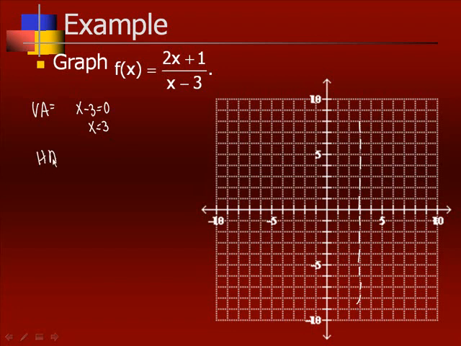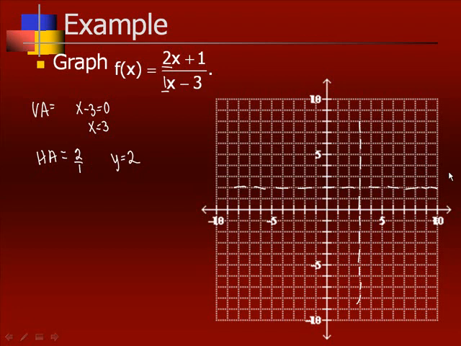Horizontal asymptote. Because the degree of the numerator and denominator are the same, degree 1, degree 1, then the horizontal asymptote is the 2 over the 1. So it would be y is equal to 2, which is going to be this horizontal line right there.